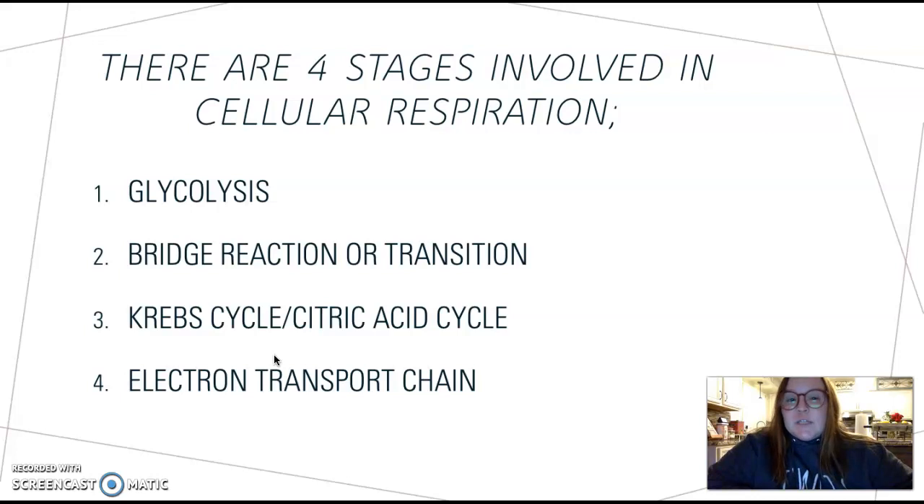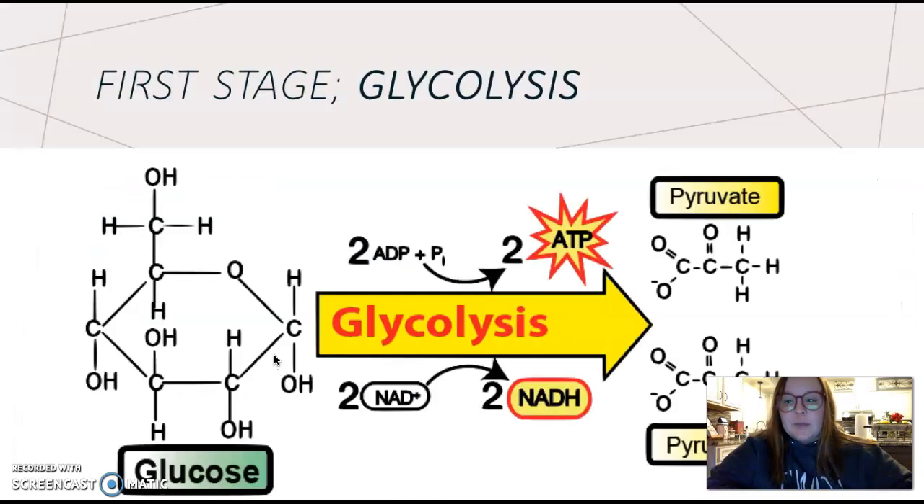There are 4 stages involved in cellular respiration. The first is glycolysis. The second is the bridge reaction or transition reaction. The third is the Krebs cycle or citric acid cycle. And the fourth is the electron transport chain.